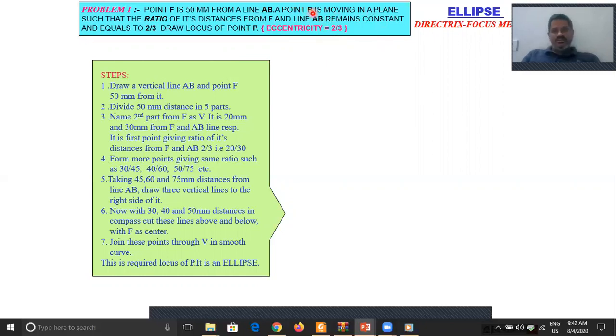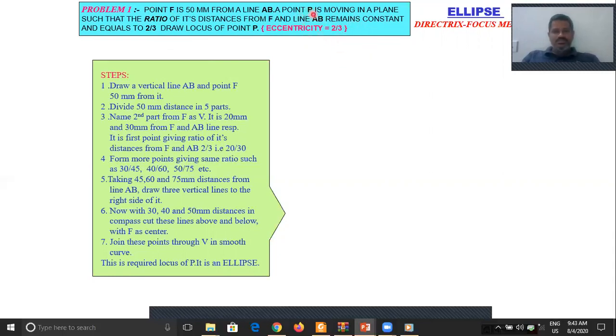So we have point P, the distance of this point from F, and this point is moving in one plane, moving in a plane in such a way that the ratio of distances of this point P to F and P to AB is constant. So the ratio in this case is 2/3. This value is given to us.